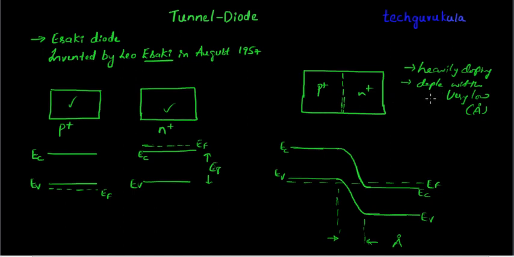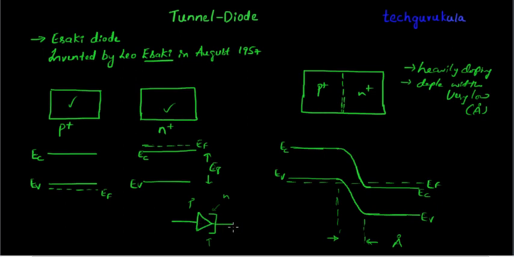Next we'll see the operation of this tunnel diode when it is forward biased and when it is reverse biased. The symbol for the tunnel or Esaki diode is like this, just with these two lines which differentiate it from the representation of a normal PN junction diode. This side is P and this side is N, which represents the current direction when it is forward biased.